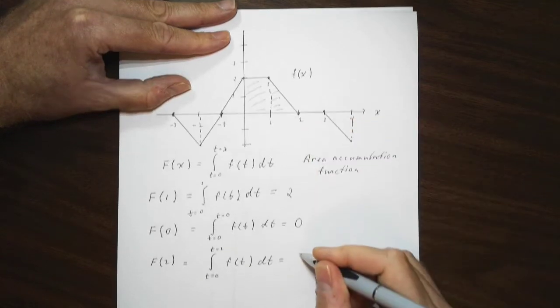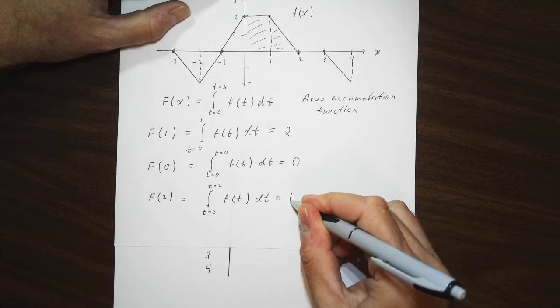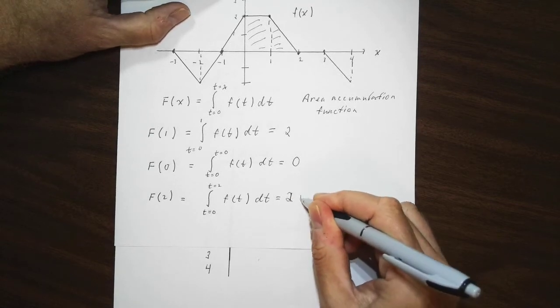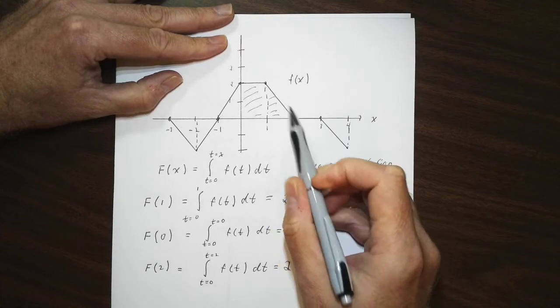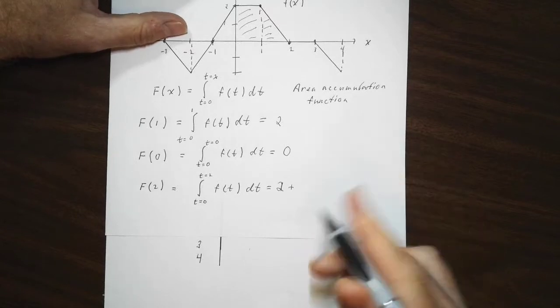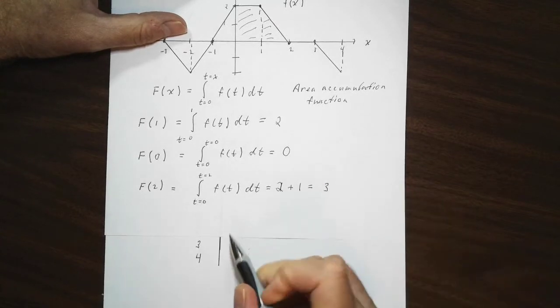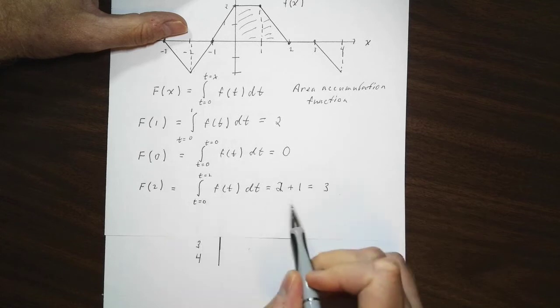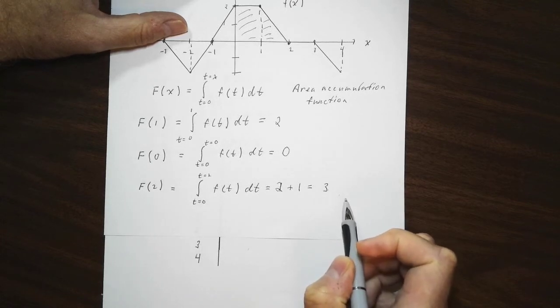So we have the original 2, plus the area of this triangle, which is 1/2 the base times the height. The height is 2, so the area of that triangle is 1. So that means that capital F of 2 is equal to 3. So again, the way capital F works is that it adds up area.